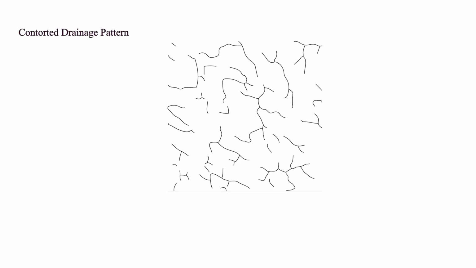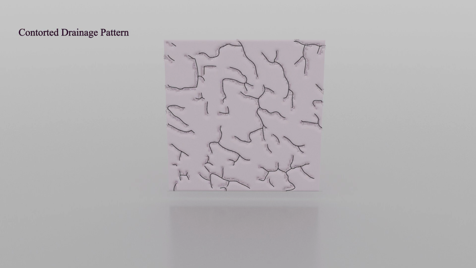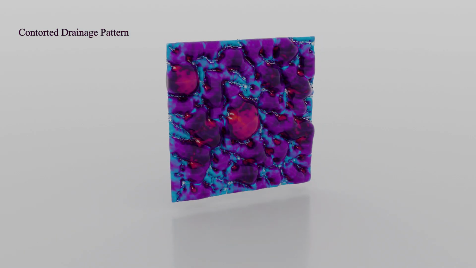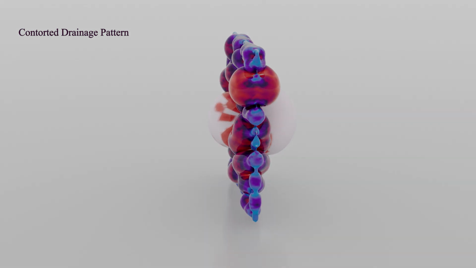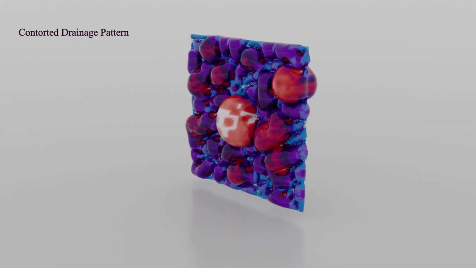The contorted drainage pattern type is a response to rock structure kind of pattern. For example, a stream flowing in one direction may be completely reversed in direction when encountering a resistant rock.